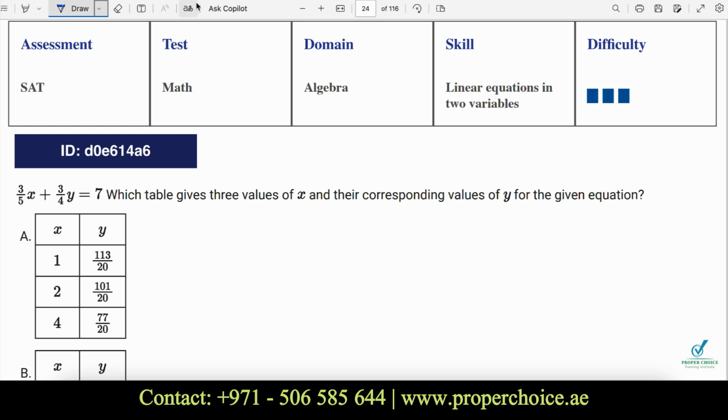3/5x plus 3/4y equals 7. Which table gives 3 values of x and their corresponding values of y for the given equation? I think this type of question we have already solved before. They are trying to tell us that when the value of x is 1, I should get a value of y as 113/20, as an example. So referring to this, which gives me the values of x and y, what should I do?